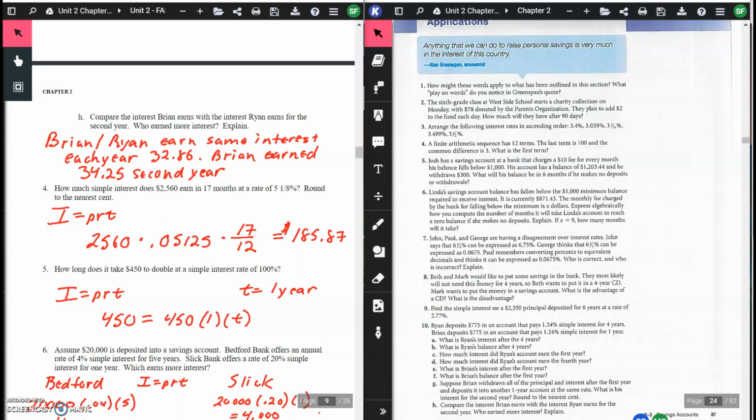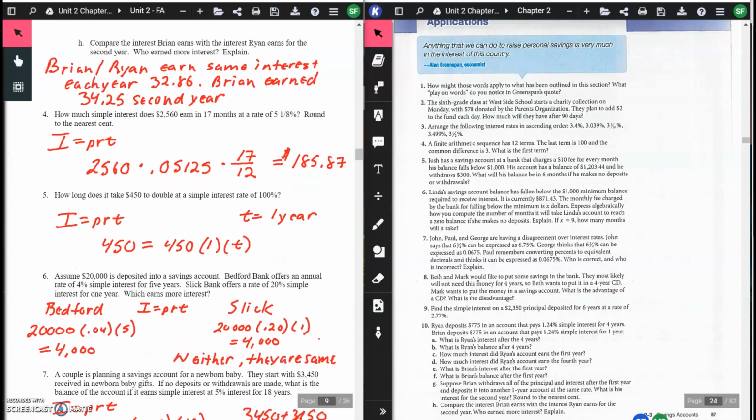Question 4. How much simple interest does 2560 earn 17 months at a rate of 5 1/8? Round to the nearest cent. So again, simple interest formula, I equals PRT. P is your initial principal, 2560, times your interest rate as a decimal. So do 1 divided by 8 on the calculator, and that'll give you the decimal. So that is 0.05125. Times, look here, 17 over 12.